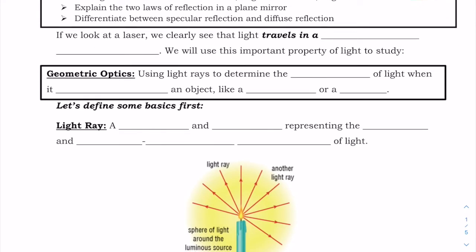If you've ever played around with a laser pointer, or if you've just seen a laser, you'll notice that the light from a laser travels in a straight line. And this important property of light is what allows us to study the field of what's known as geometric optics. In geometric optics, we use a light ray to determine the path of light when it strikes an object, such as a mirror or a lens.